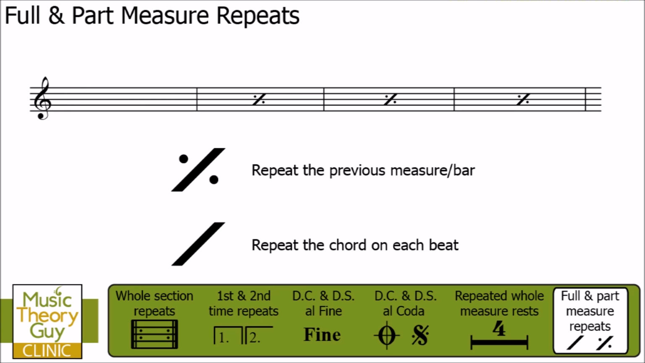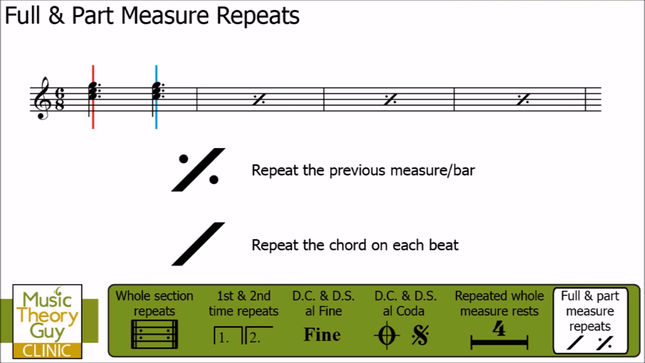Just be aware that this second symbol means repeat the chord on each beat. So if we just change our time signature to 6/8, and here's our chord on the first beat of the bar or measure, and I've used that symbol on the second beat of the bar or measure. Remember, in 6/8 there are 2 beats. Here's the first and here's the second. Now if you're not sure about how beats work in these types of time signatures or compound time signatures, do go and have a look at my videos on time signatures.